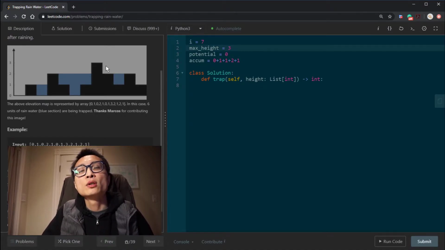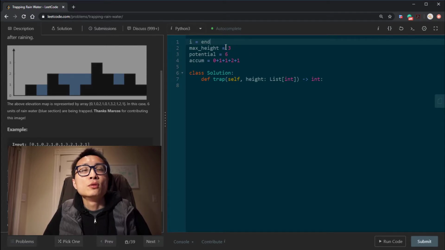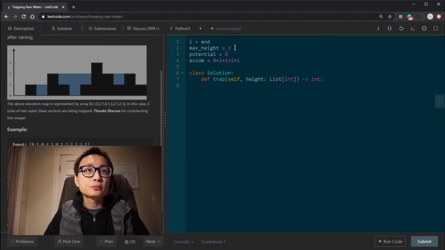After that, we will keep accumulating potential: 1, 2, 1, 2. So it's going to be 6 when we reach the end. But we are not going to be able to find anything higher than 3 afterwards. So the potential is just going to sit there.